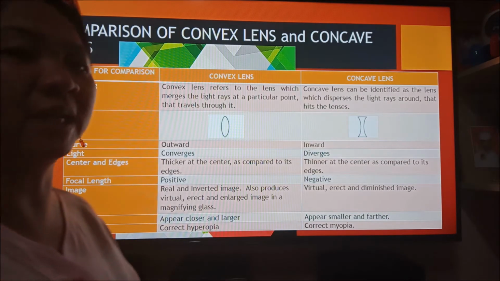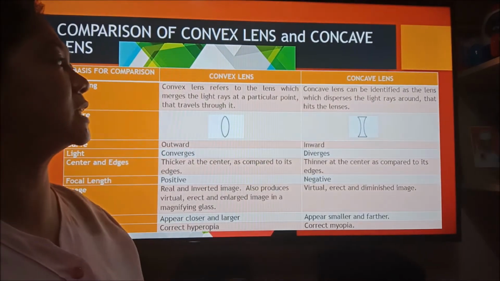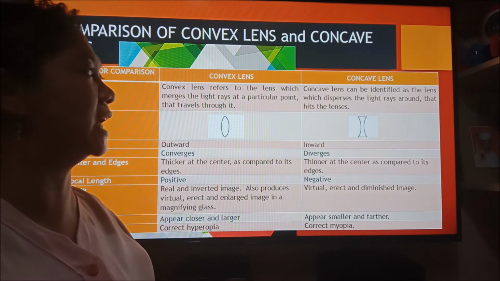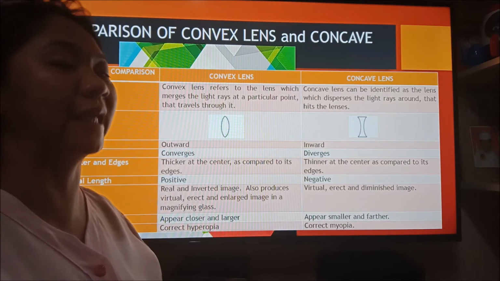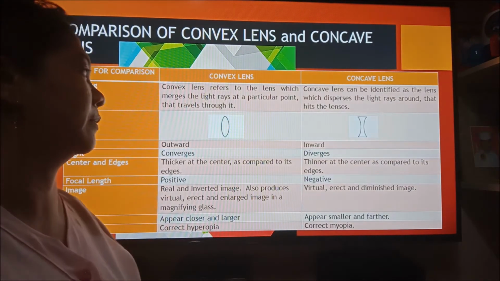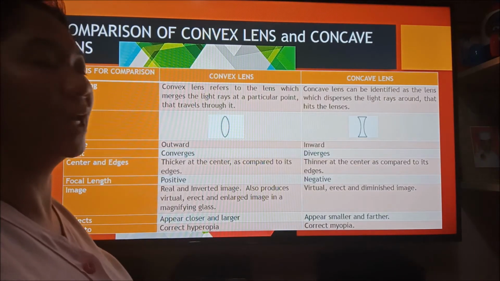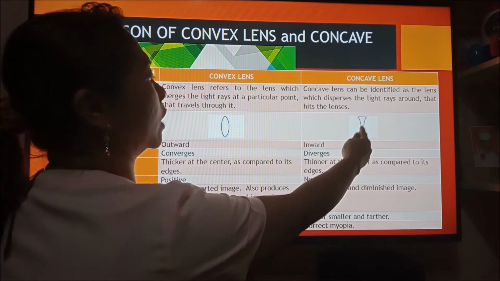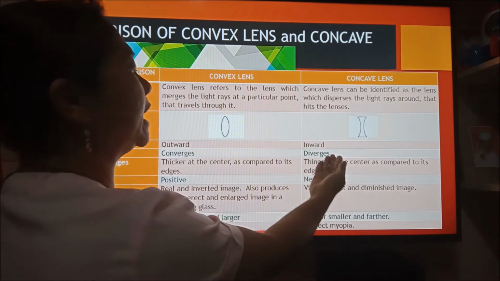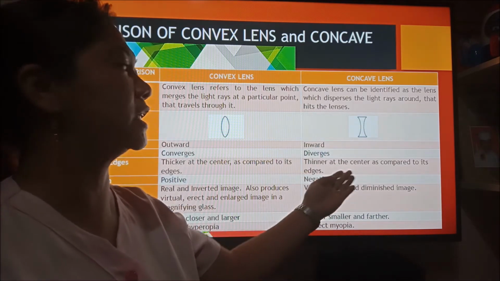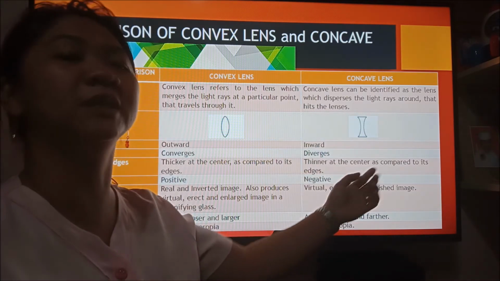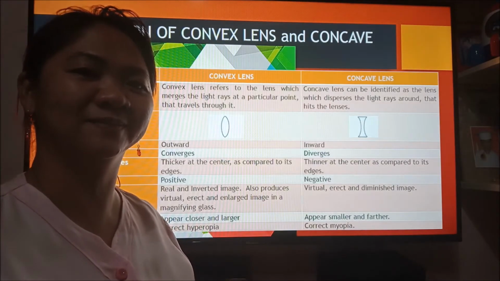On the other hand, a concave lens can be identified as the lens which disperses the light rays that hit the lens. As you can see, it is curved inward and it diverges light. The center is thinner as compared to its edges.